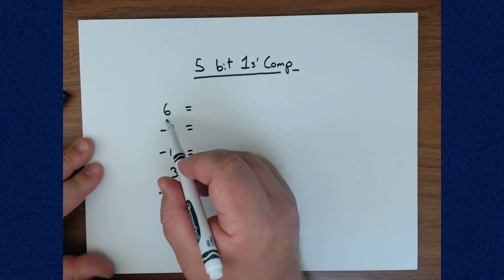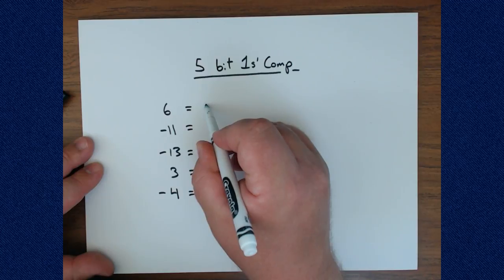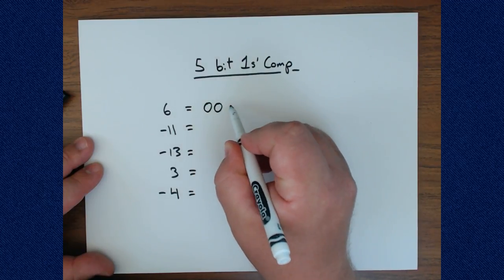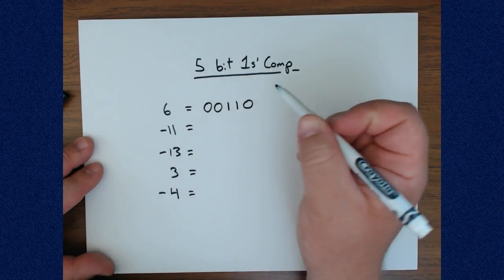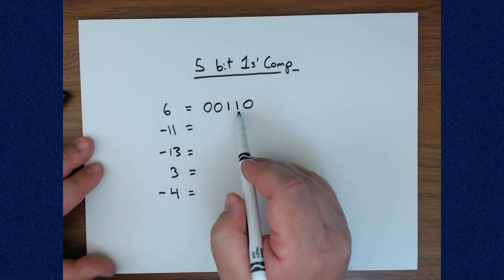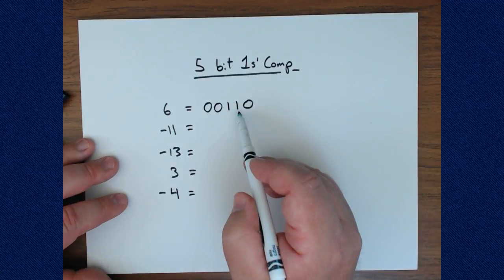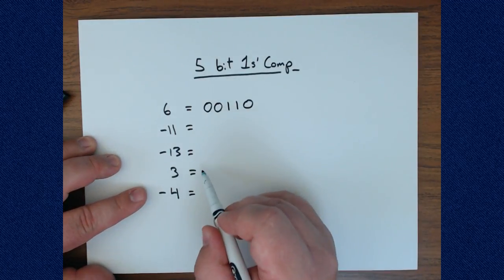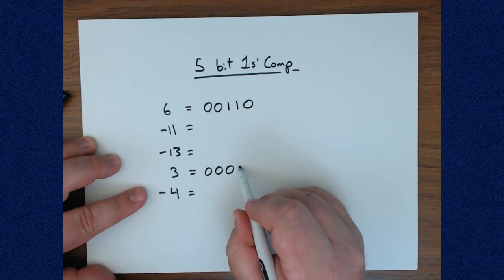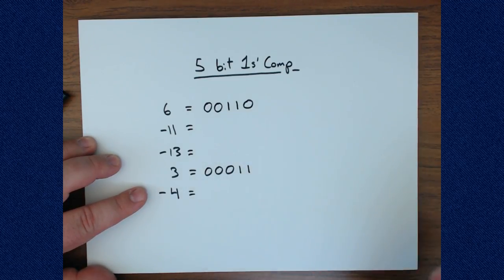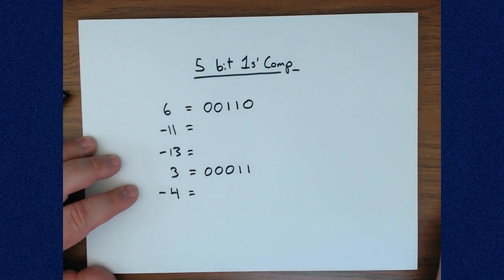So a 5-bit version of 6 is 0, 0, 1, 1, 0. This is the 4-bit and the 2-bit, 4 plus 2 being 6. And then for positive 3, we have no 16s, no 8s, no 4s, but we do have a 2, and we do have a 1. And that's all it takes to get those values converted.